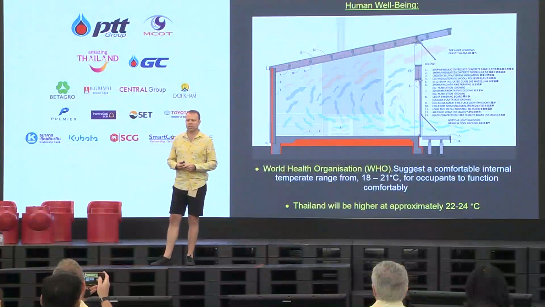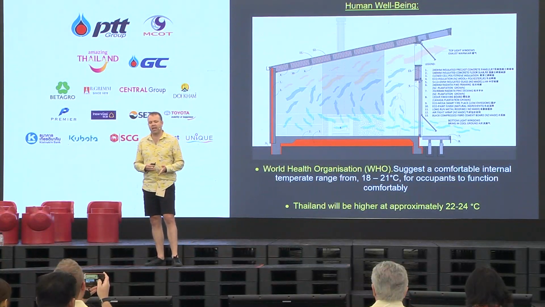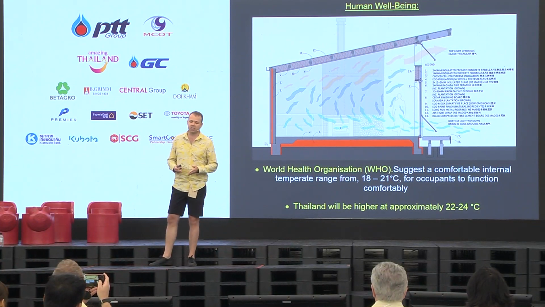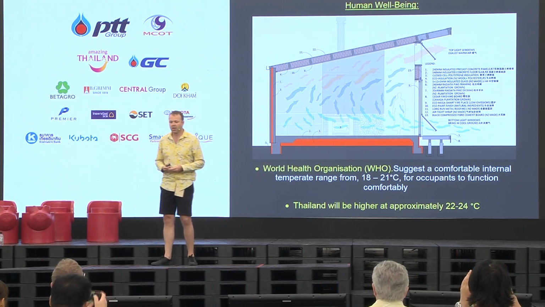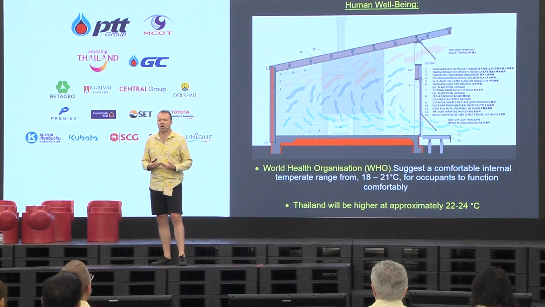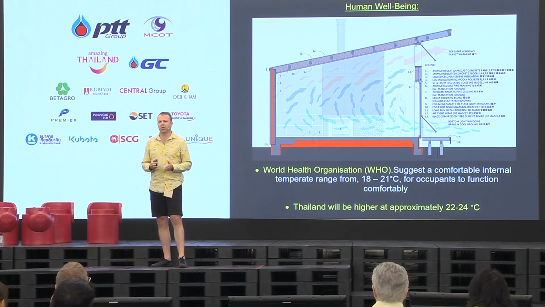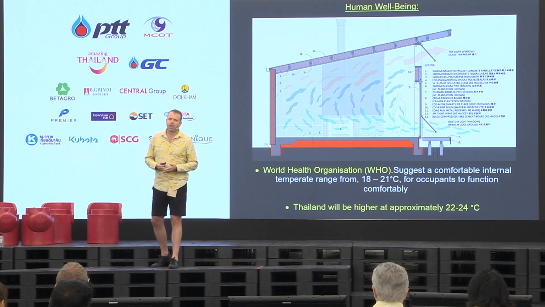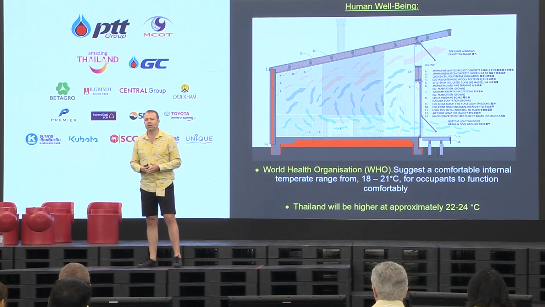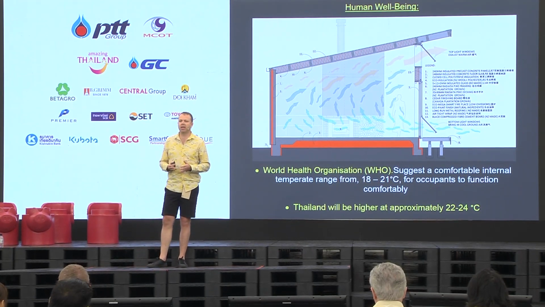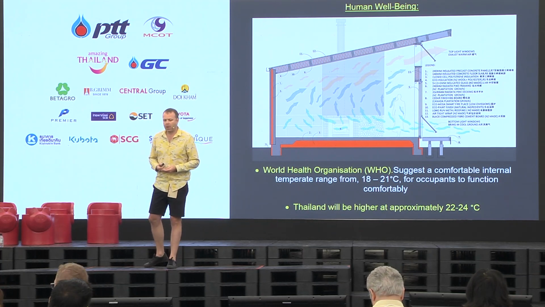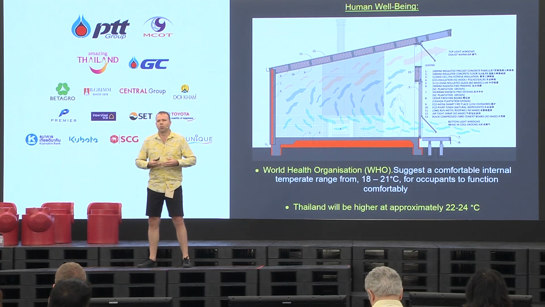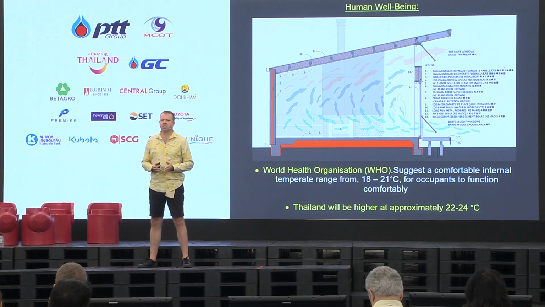The World Health Organization suggests that internal temperatures between 18 to 21 degrees are where occupants function comfortably. In Thailand, it might be a little bit different because we're acclimatized to a tropical climate, but personally, I find it comfortable to work in an environment between 22 to 24 degrees. Again, how this relates to Thailand is that because we're so dependent on technology to cool down, for example, a high-rise structure, we rely on an abundance of technology to solve these inefficient design problems.